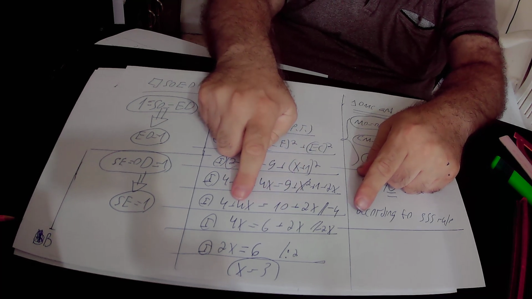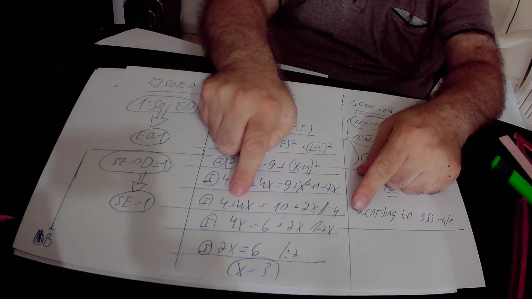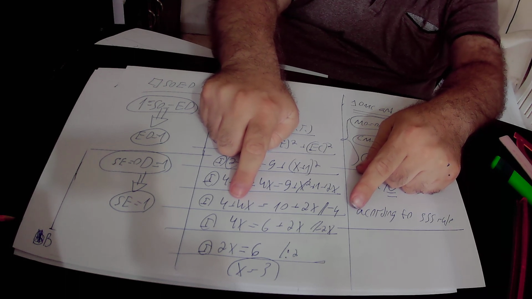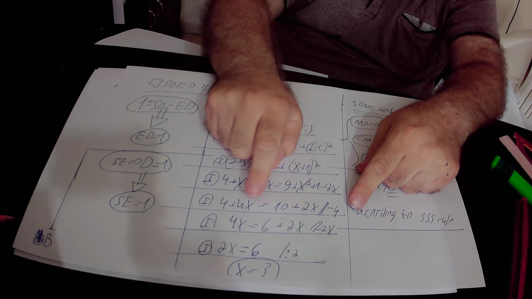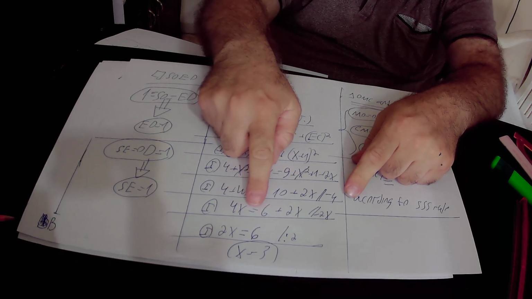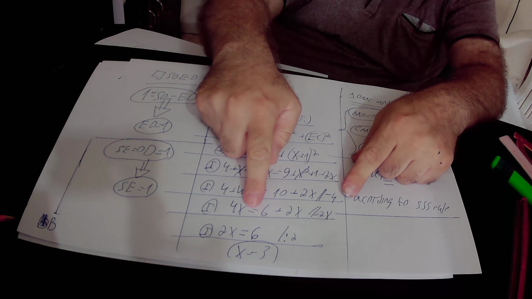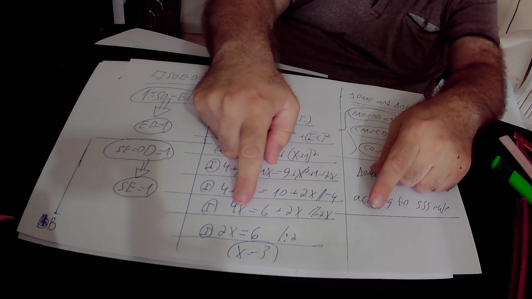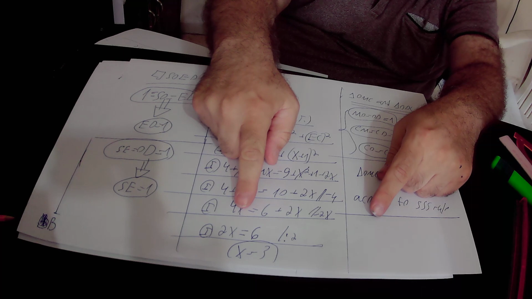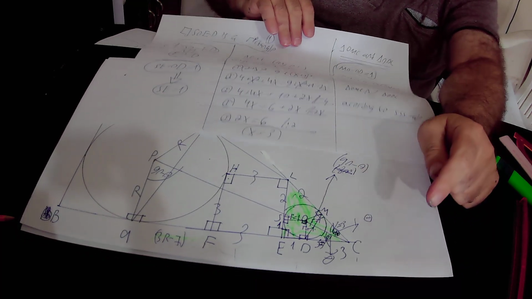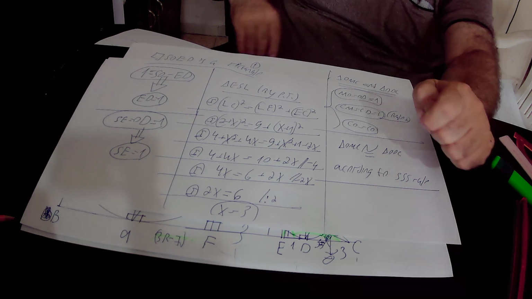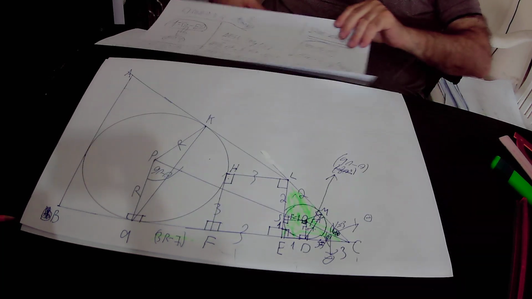Here we subtracted 2x from the equation. We found out that 4x minus 2x is 2x, and 2x minus 2x is 0. So in conclusion, we found out that 2x equals 6. We divided this equation by 2 and we found out that x equals 6 over 2, that is 3. So here x equals 3 and here also x equals 3.